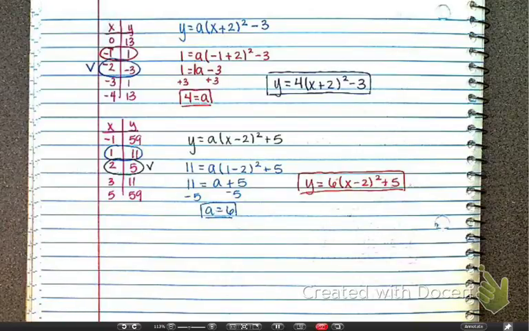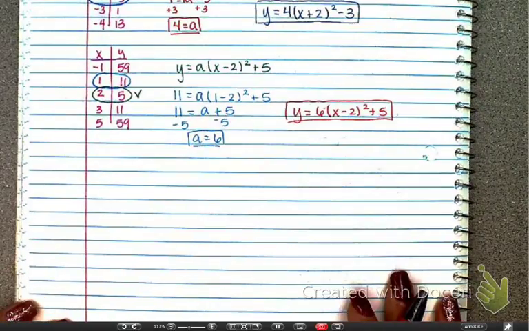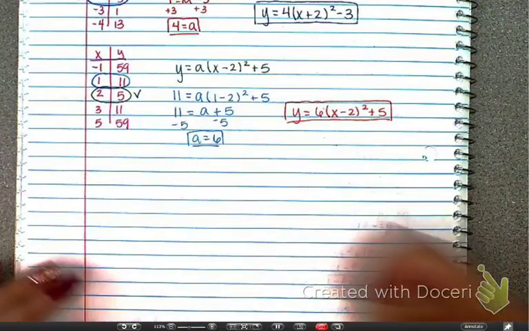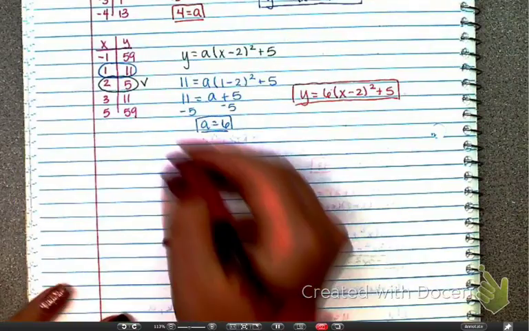Okay, let's be very clear. You use the vertex for h and k. You cannot use the vertex for x and y. You cannot plug in the same point. You have to pick a different one. Now you know. Okay, so sometimes you're going to get a table, and sometimes you're going to get a graph. It's the same thing.